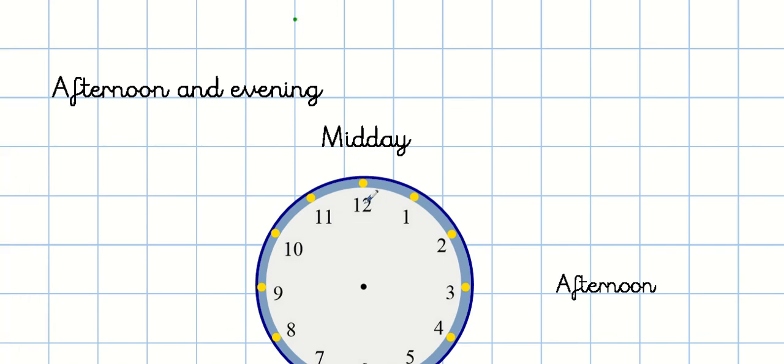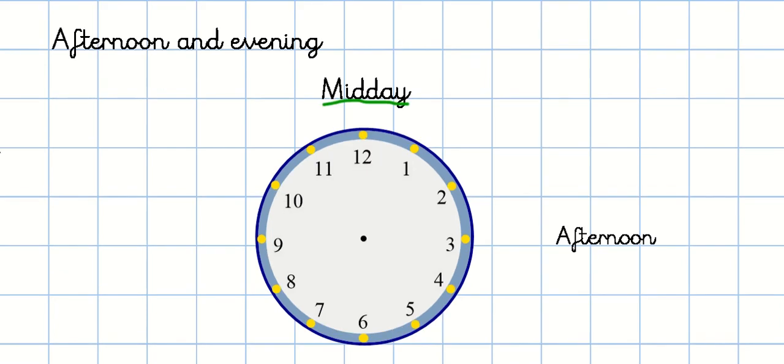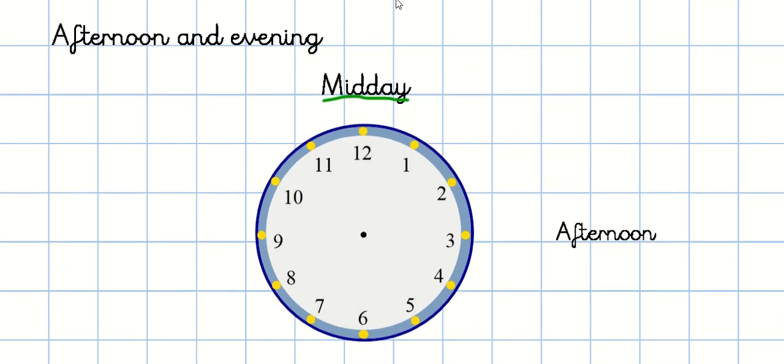And then the second spin of the clock, we come to the afternoon and evening. So we start at 12 again, but this time it's not midnight, it's called midday, because it's in the day. And from 12, this spin here is what we call the afternoon.